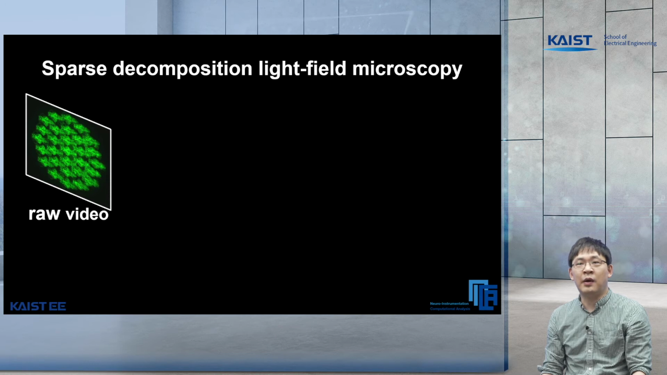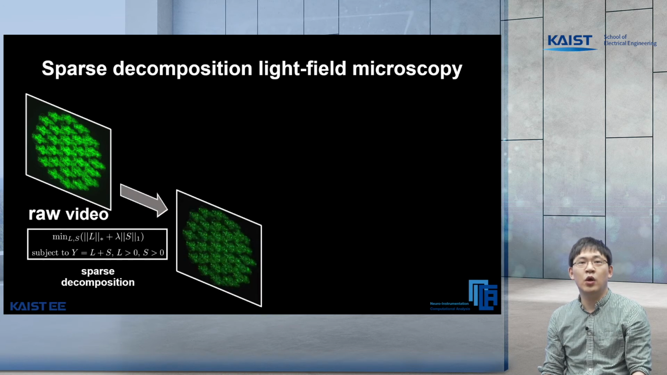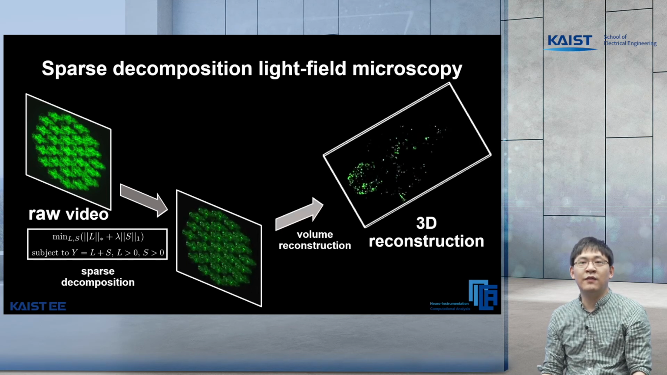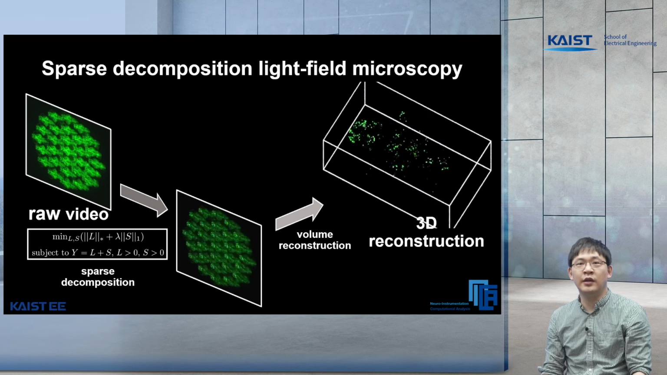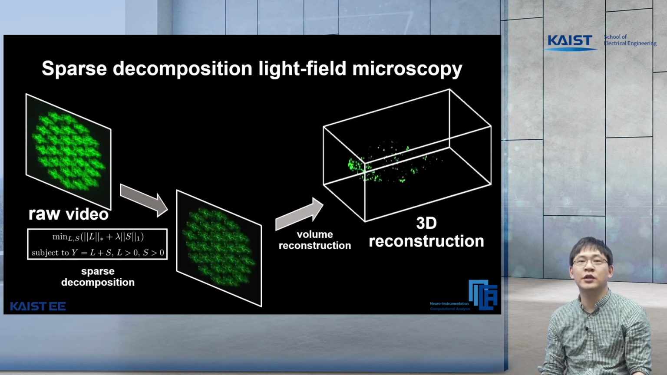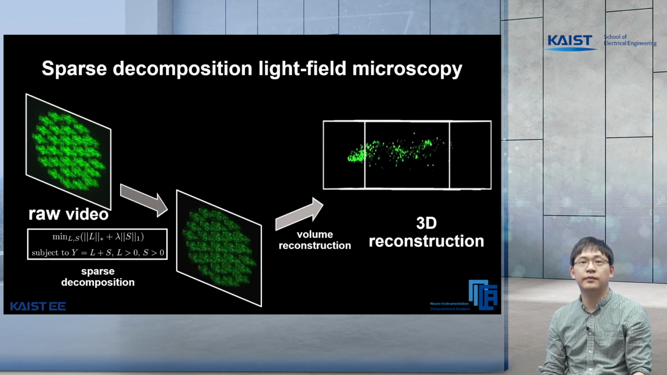Neuronal activity is sparse in spatial and temporal domains. That means if we can decompose only the active neurons from the video, which we can do by solving this optimization problem, there will be only a small number of neurons in each frame. Then, for each frame, we can find the accurate location of each neuron, which means we can obtain high-resolution 3D volumes.